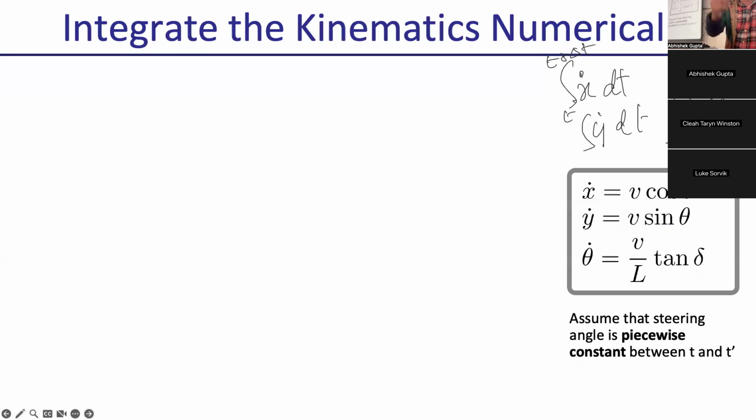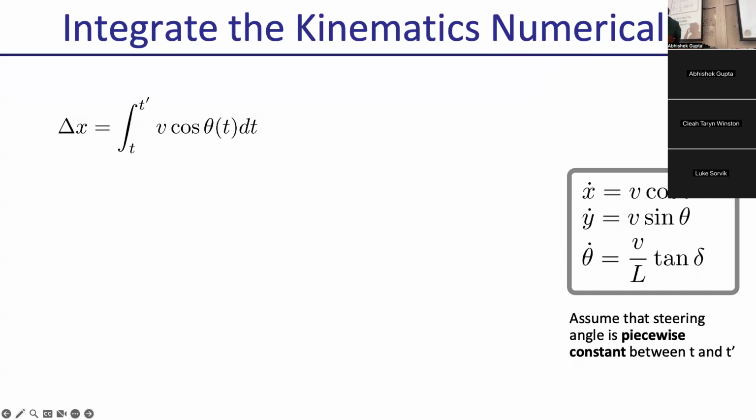So over some period of time, we want to know what our change in x, our change in y, and our change in theta are. You have some time step that you choose as your discretization. We integrate these in order to get what the next state is going to be. Okay, so let's do a little bit of integration. We want delta x as the integral of x dot dt between t and t prime, where t prime is just t plus delta t.